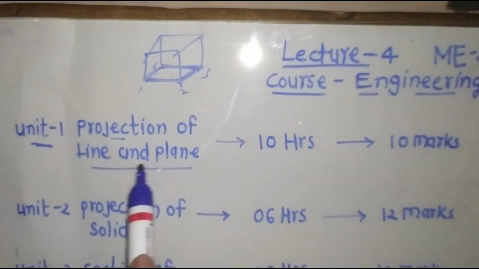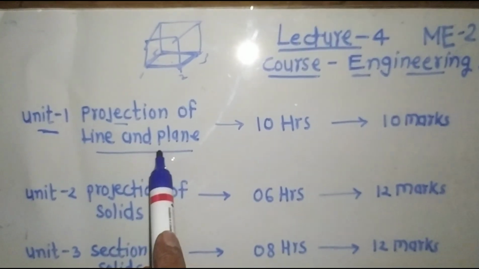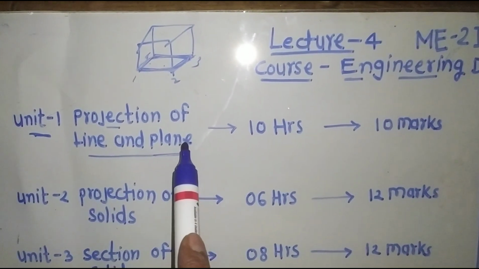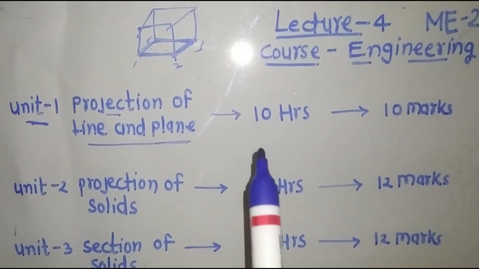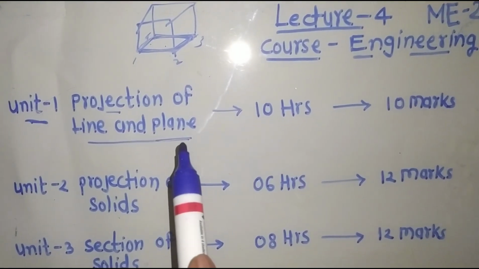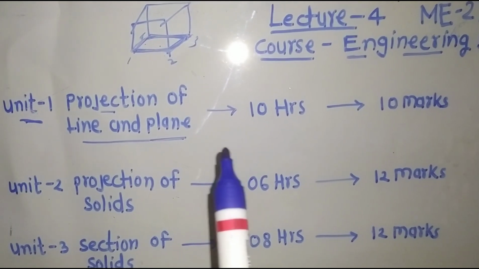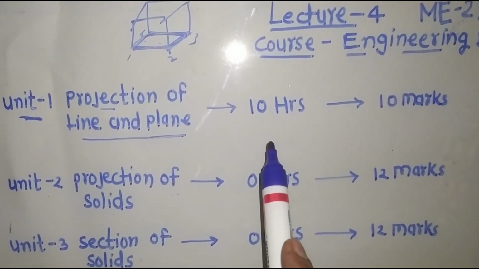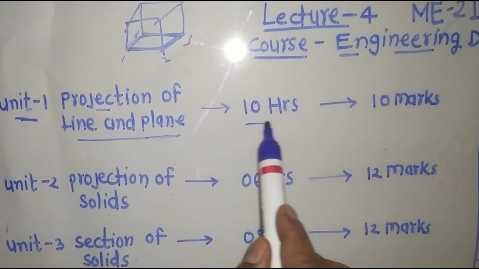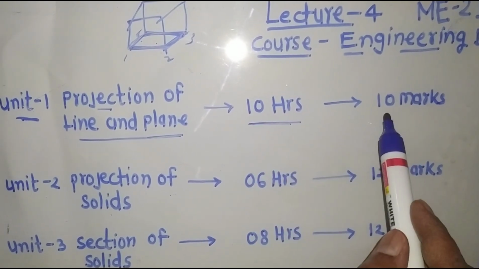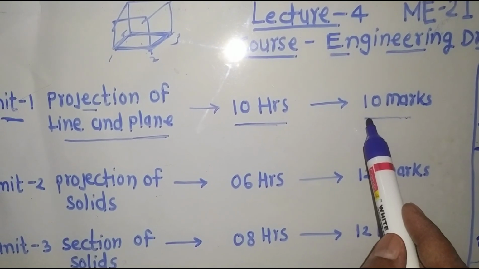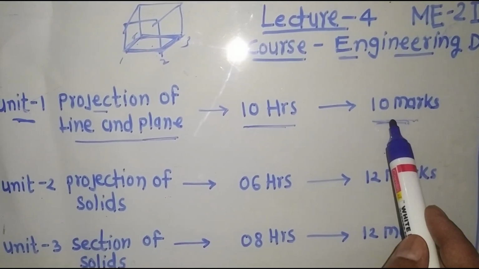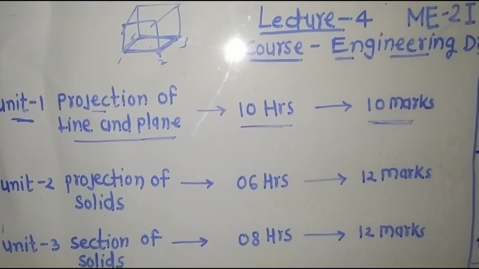So projection of line and plane is important, so that we can draw the front view and top view of a line in different positions with respect to the principal planes, that is HP and VP, and its inclinations. That is a very easy chapter, and they have allocated 10 hours for that chapter, and for the board examination they will ask a question to draw the figures in various positions of line and plane for 10 marks.